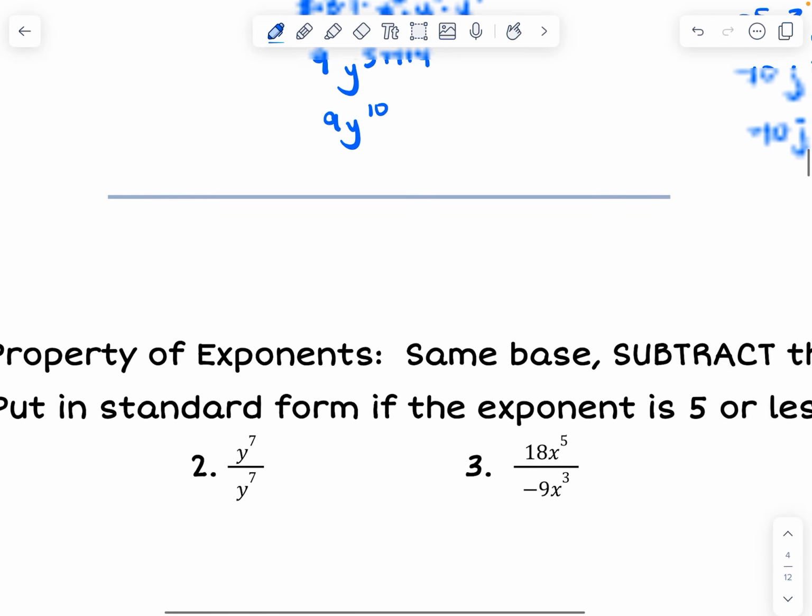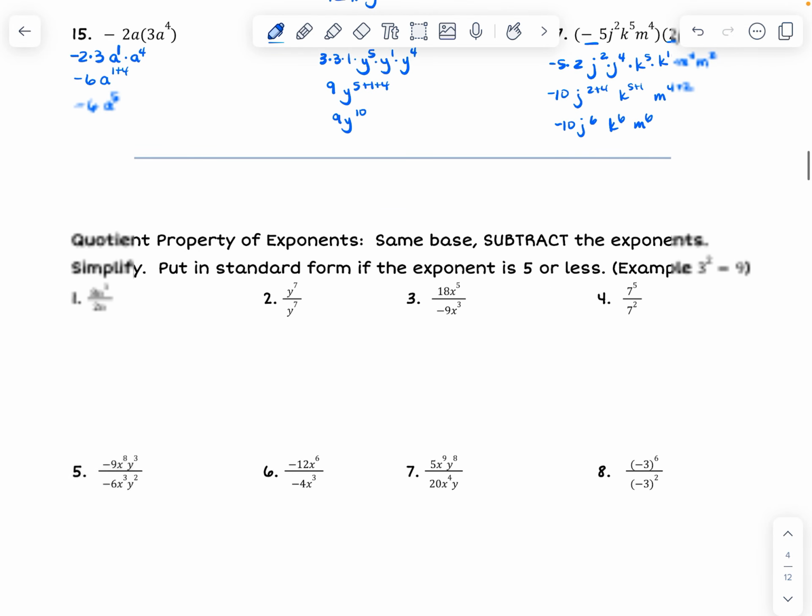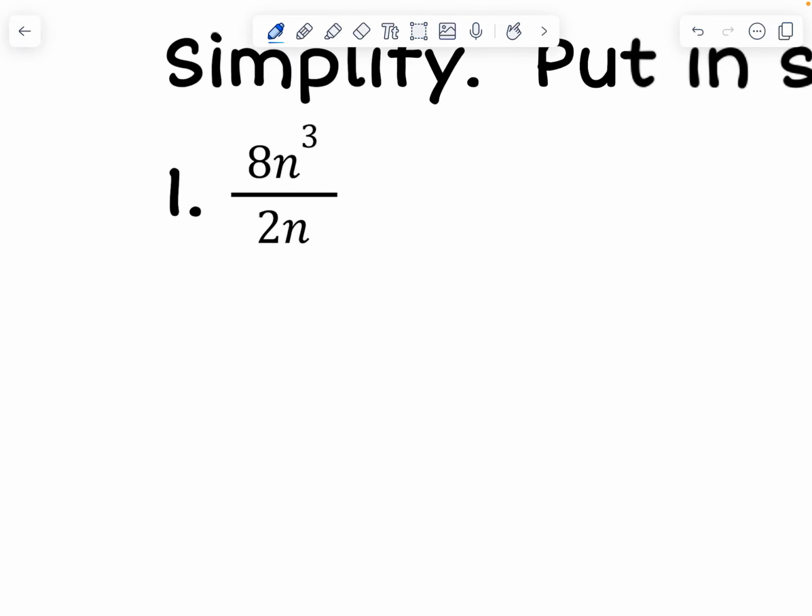So this next part, we're doing the quotient property. That means we're going to be subtracting the exponents, not adding the exponents, as long as the bases are the same. The bases have to be the same. Well, if I look first at these, those bases are not the same. So you just divide the numbers. The coefficients, you just divide them.